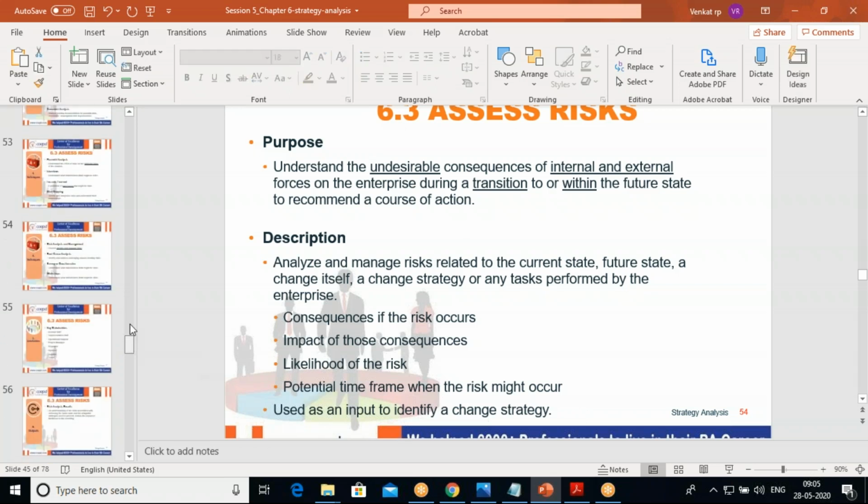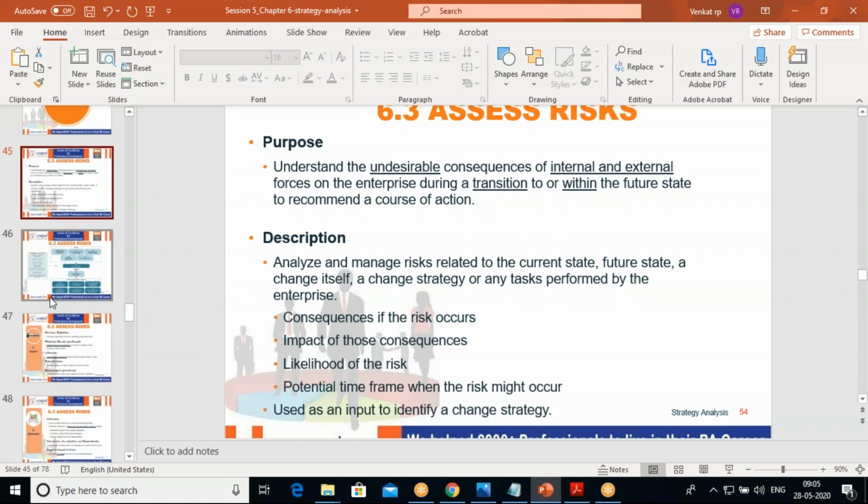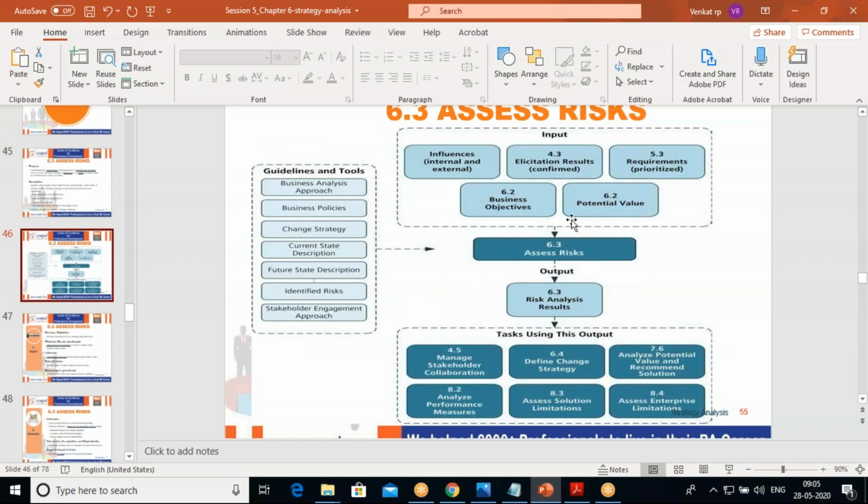Okay, fine. And then let us see this risk. We are taking influences, illustration results and requirements, business objectives, potential value as inputs, and we assess the risk, and the output is a risk analysis result. You will be getting it. And the guidelines and tools, if you see, are business analysis approach, business policies, change strategy, current state description, future state description, identified risks, and stakeholder engagement approach. All this will be considered, right?